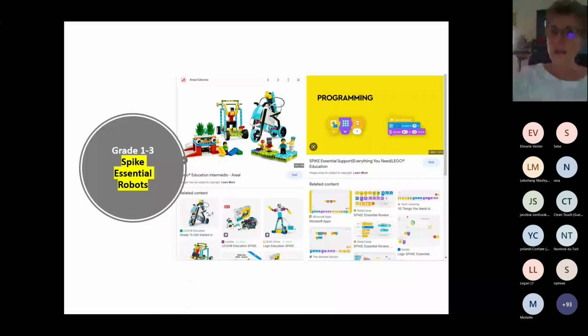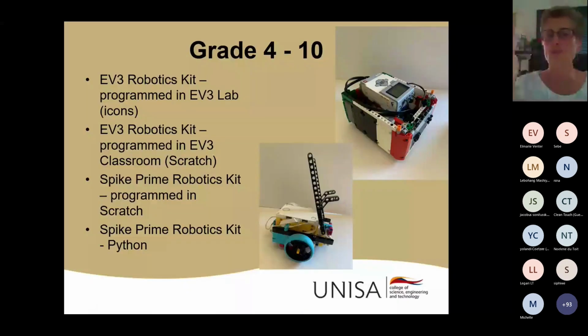So you can imagine if they come to grade 4 and we say, we're going to build robots, like, yay, we're going to build robots. So they are all prepared. They've got the programming principles. They know how to program. Here we go. All right. So from grade 4 to grade 10, I'm going to present 4 options. Okay.